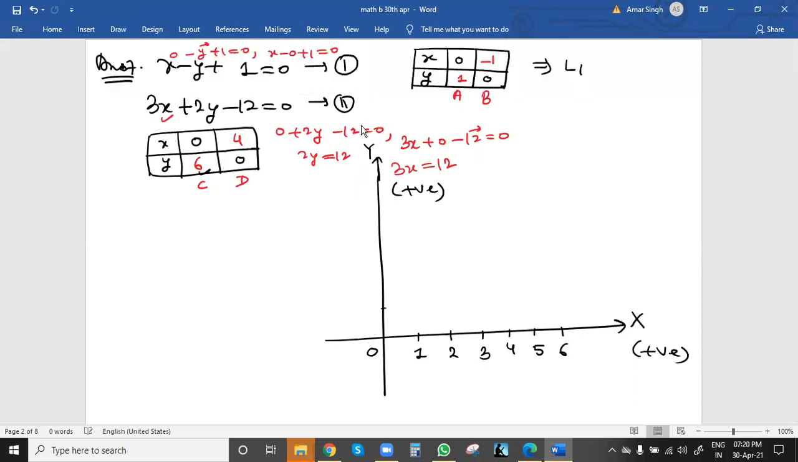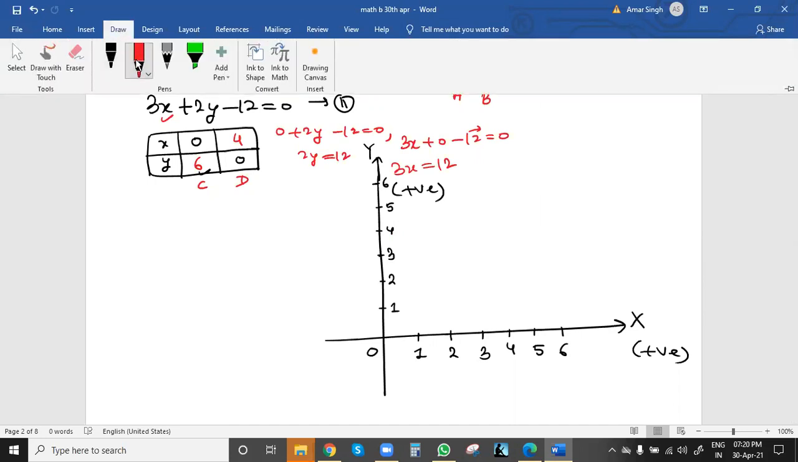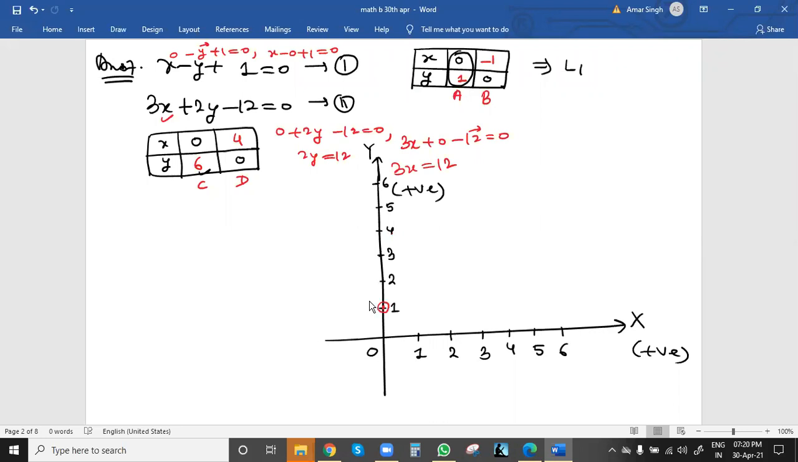On the positive y-axis, with equal gap, 1, 2, 3, 4, 5, and 6. The first point is 0, 1. First one is x = 0, y = 1. Always take x first, then y. So 0, 1 will be here. Then the second is minus 1, 0. So minus 1 will be here, x is minus 1 and y is 0, which means it is on the x-axis. This is the point minus 1, 0.